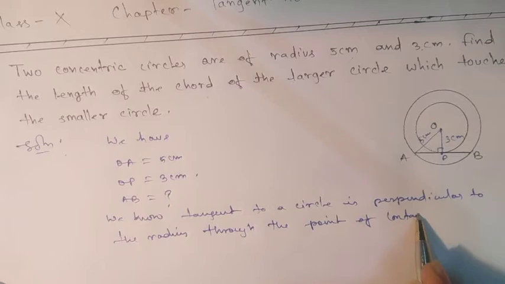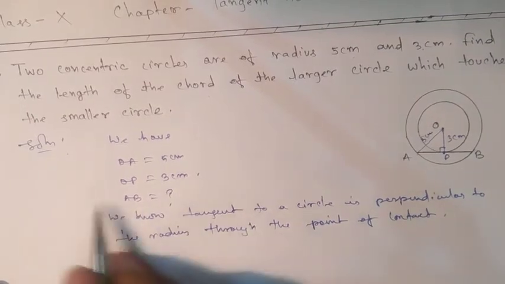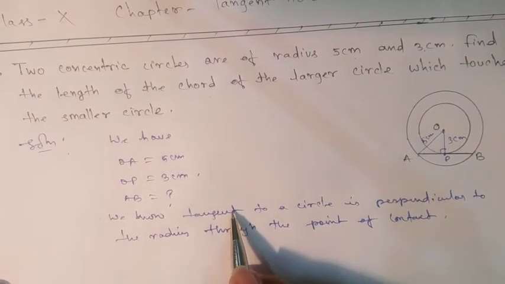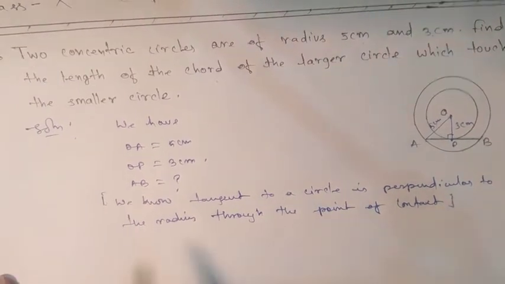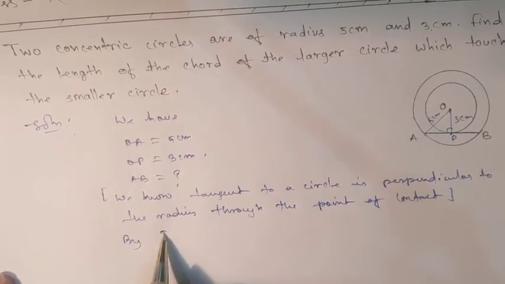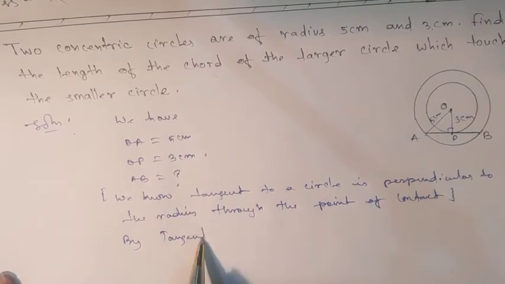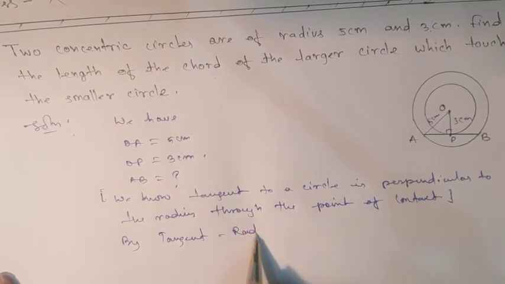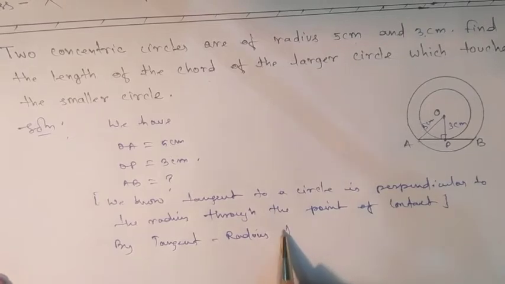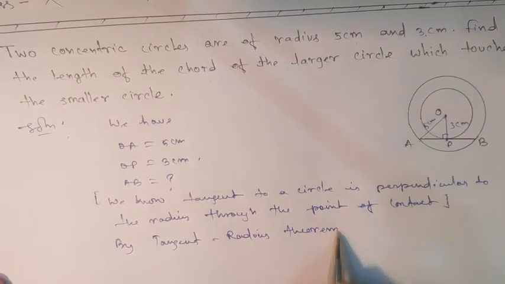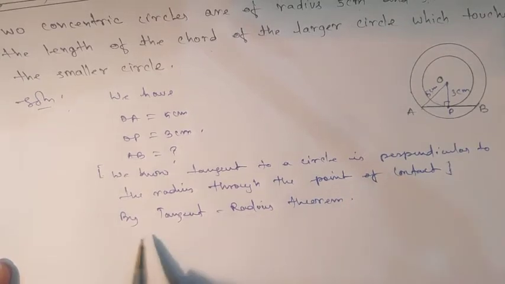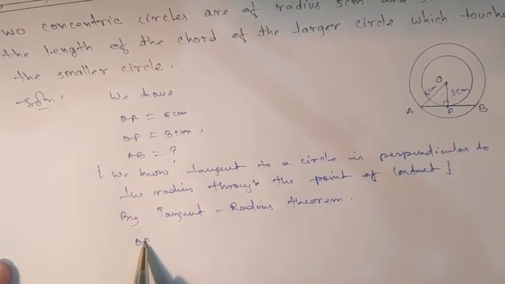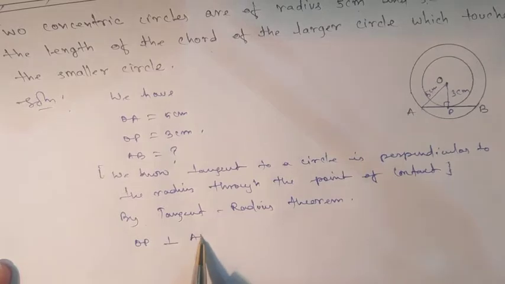Now in the answer, shall I write this whole statement? No need to write it. You can skip this and just write, by the Tangent-Radius Theorem. You can use this also. So we can say that by the Tangent-Radius Theorem, OP is perpendicular to AB.